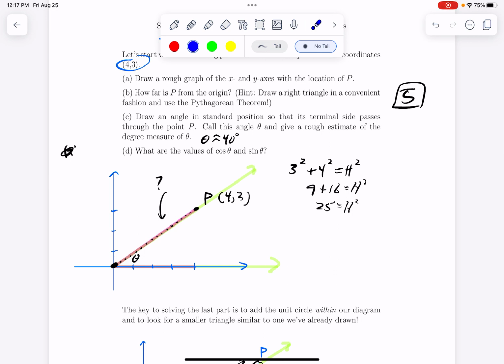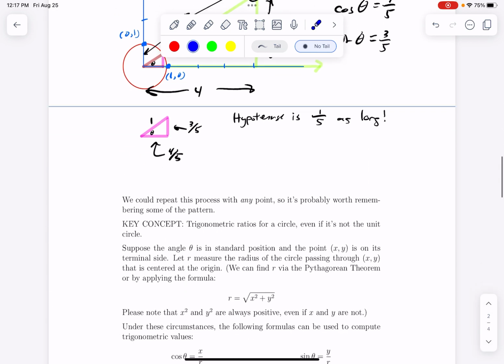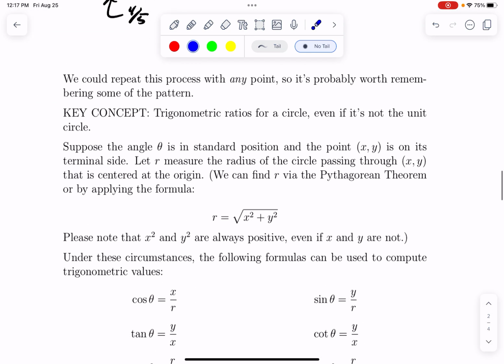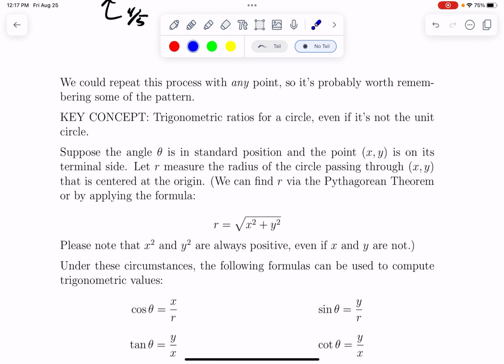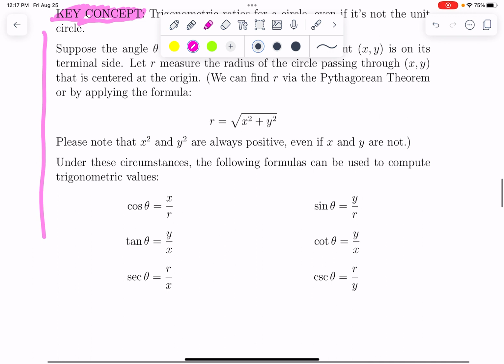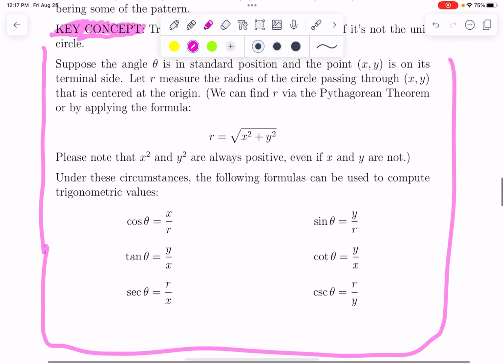So we could repeat this for pretty much anything. So that's what I say here. We could repeat this process with any point. So it's probably best to just remember the pattern. So here is the key concept you want to keep in mind: trigonometric ratios for a circle, even if it's not the unit circle. That's what all of this is going to be. Right? This is all one big concept.